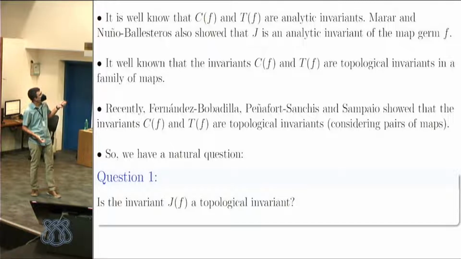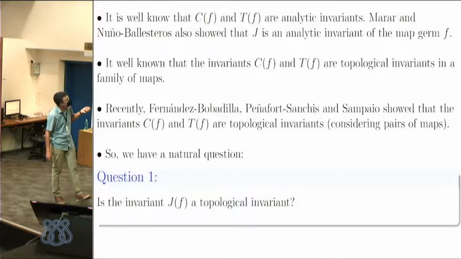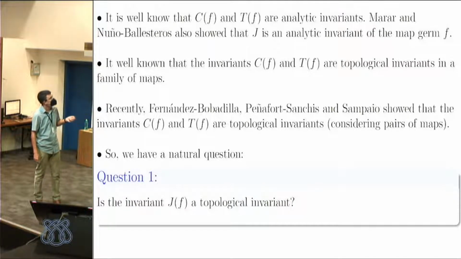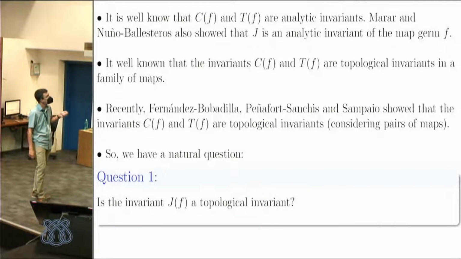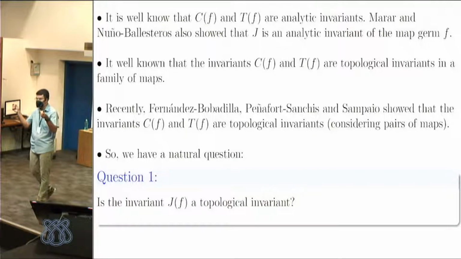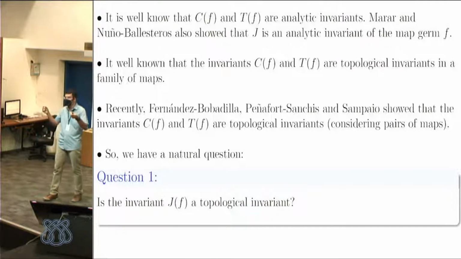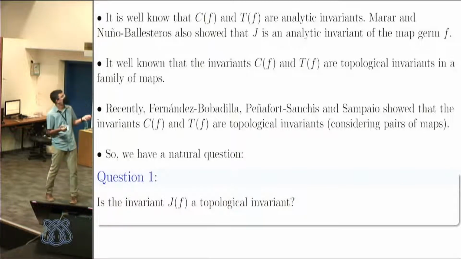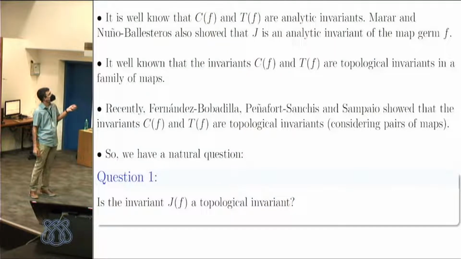So they are topological invariants in the family. But we had another very nice result given by Fernandes Bobadilla, Penaforte Sanches, and José Edson Sampaio. They showed that the invariants C(F) and T(F) are topological invariants just for pairs. When you consider pairs of maps, if the images of these maps are topologically equivalent surfaces, then these invariants coincide.